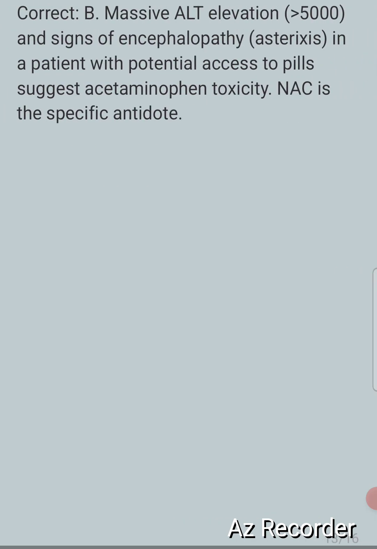The answer: massive ALT elevation and signs of encephalopathy in a patient with potential acetaminophen ingestion suggests acetaminophen toxicity. N-acetylcysteine is the specific antidote.